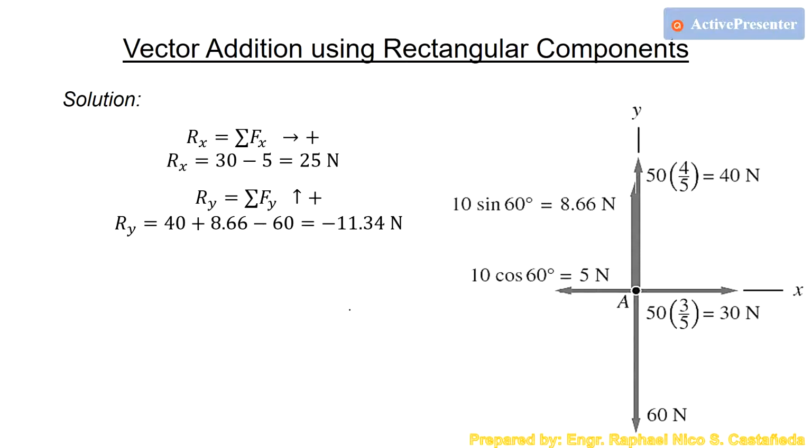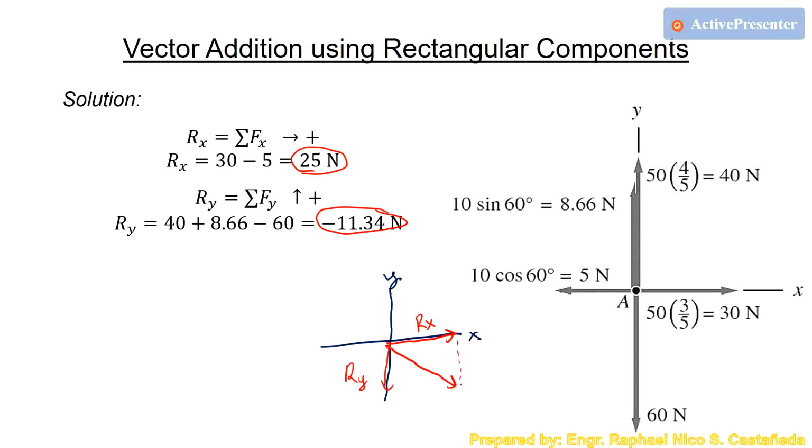So what will be the orientation of the resultant force, which is the summation of the three forces? If we draw the XY axis, in the given problem, we got a positive value for Rx and a negative value for Ry. So it will look like this. This is Rx positive and this is Ry negative. These Rx and Ry are the components of the vector sum of F1, F2, and F3. So basically, R will look like this. This is R in vector form.